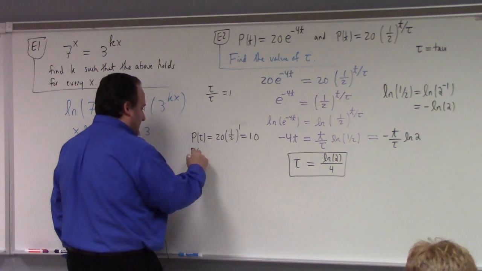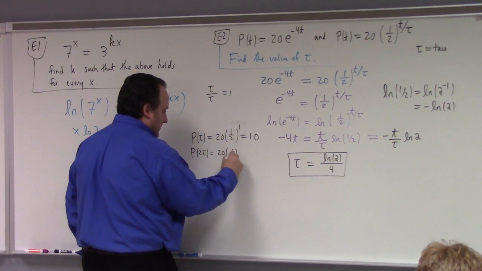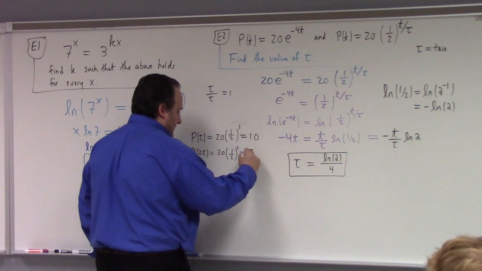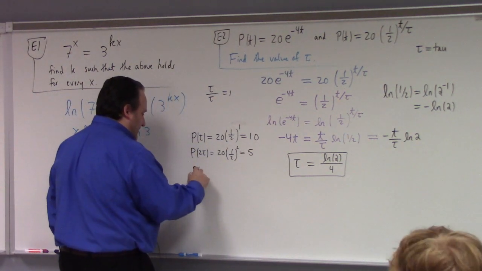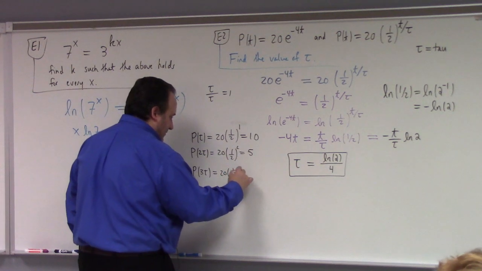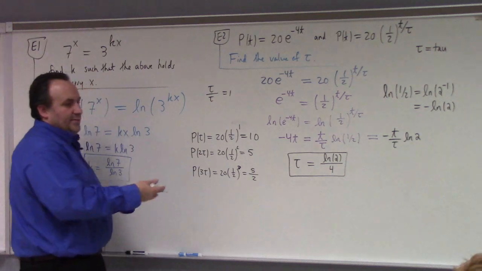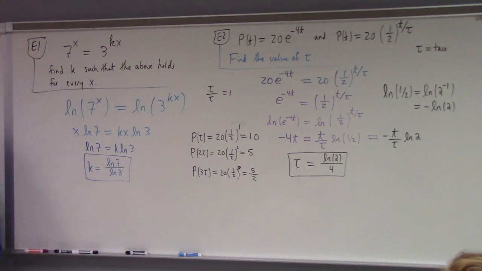If I plug in 2 times tau, I get 20 times 1/2 squared, which is 10 over 2, which is 5. If I plug in 3 times tau, I get 20 times 1/2 cubed, which is 5/2. So every time we go forward a time increment of tau, we're going to halve the value of p. So it's called the half-life.